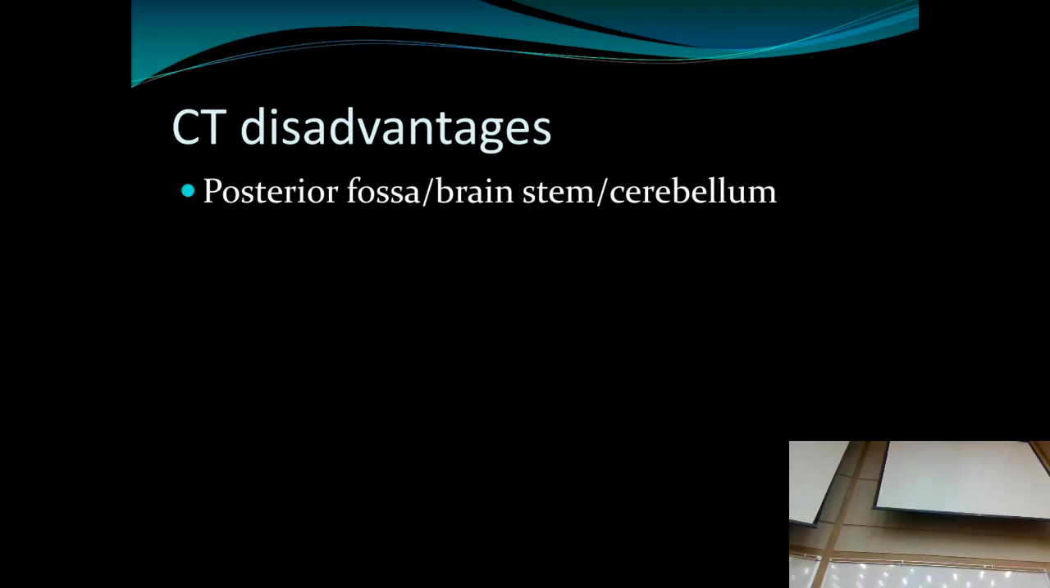Okay, but there are distinct disadvantages to CT. It really does quite a poor job looking at the posterior fossa, meaning the brainstem or the cerebellum. All right, so for example, if you think your patient has lateral medullary syndrome, CT has no chance of detecting that. It's just too small of an area, and we'll see when we look at CT images through the posterior fossa, we get all these lines of artifact because of all of the bone around the posterior fossa.